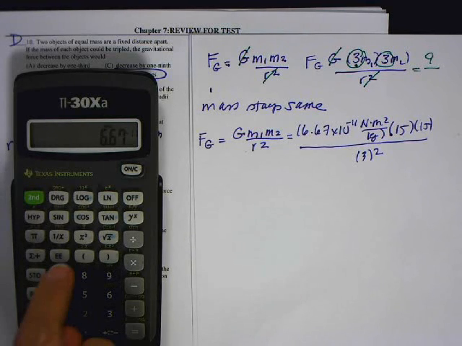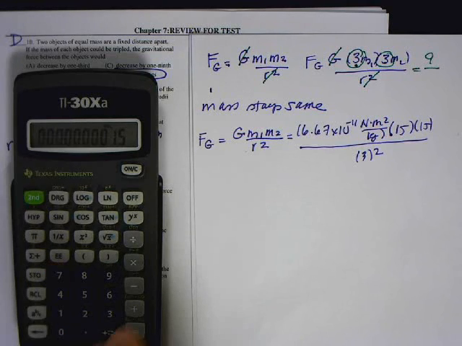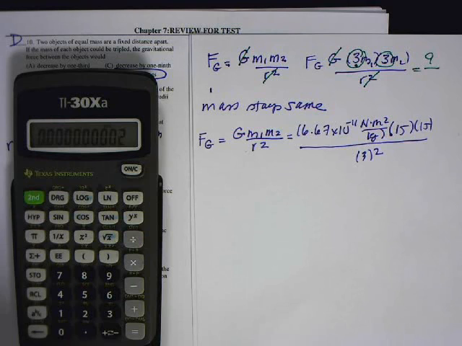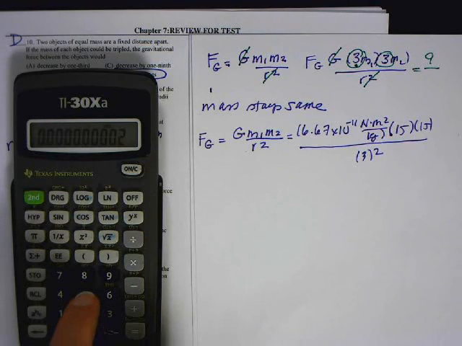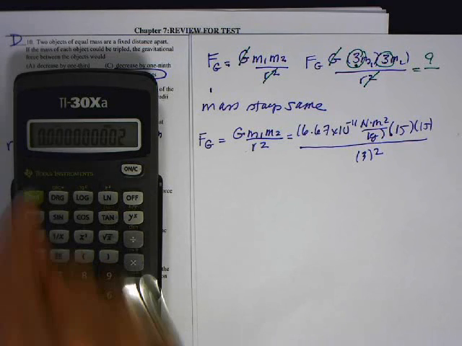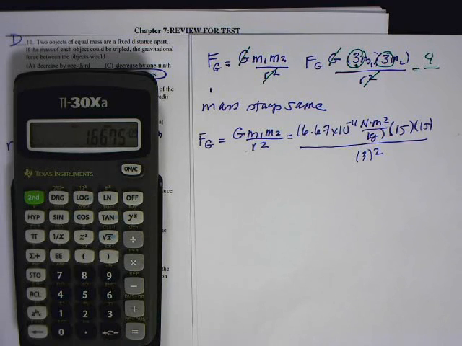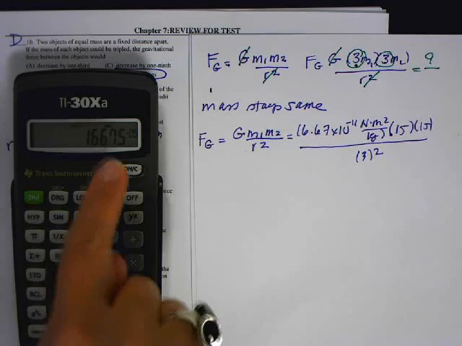So now I have this crazy long number, but if I want it in scientific notation, behind the number 5 it says SCI, so I press second, SCI, and it says 1.66 times 10 to the negative 9. Okay? And now if I look at my answer choices, that's choice C.